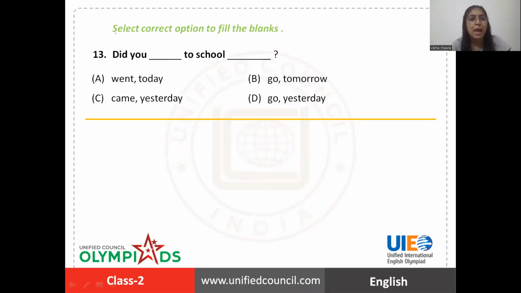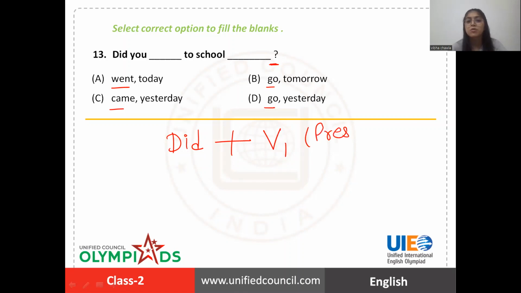Next question is fill in the blanks. Did you blank to school blank, question mark. Okay, it's a question. Did you went, did you came, or did you go? Let me tell you a very important concept here. After did, you always and always write V1, that is the present form of the verb, not the past form, not the past participle form. It should always be the present form of the verb after did.